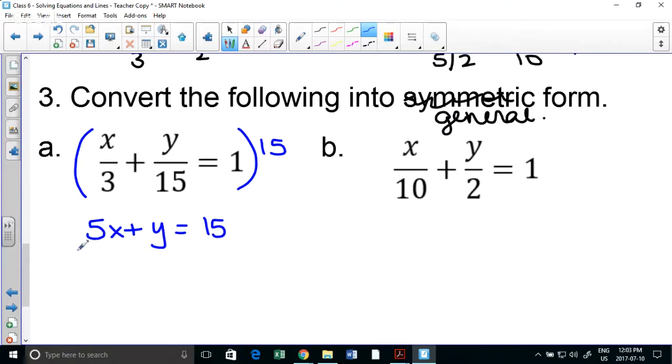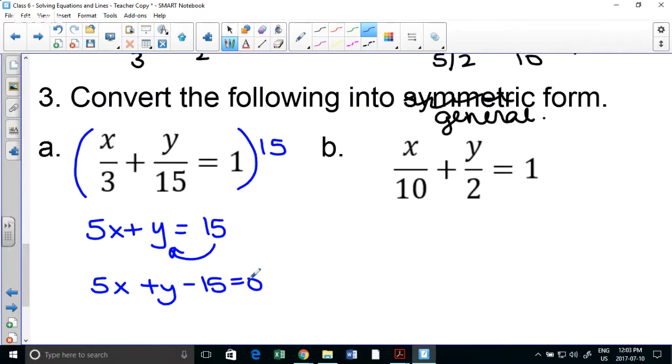The x is positive, the a term is positive, so I don't want to touch it. I'll move this to the other side. So I have 5x plus y minus 15 equals 0. And that's how I convert to general form. Multiply, check the a term, one side 0.